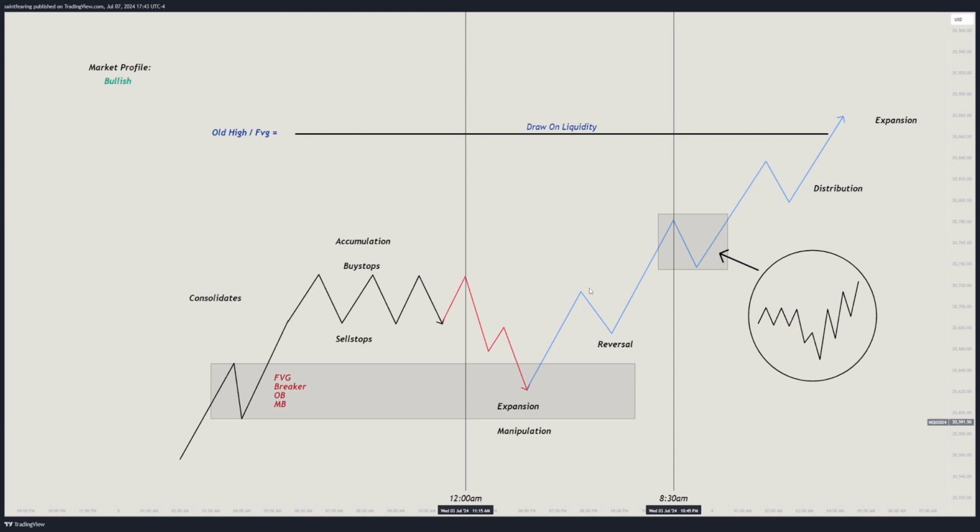Within the distribution phase, we're going to be looking for the exact same AMD setups. So once price on the higher time frame accumulates, manipulates, and then we see our smart money reversal, and then we're in the distribution phase. On our way to our drawn liquidity being up here, within each of these lower time frame retracements, we're essentially going to see the exact same setup form. So we see our higher time frame AMD. Within each of these retracements, we're going to see often, not always, a lower time frame AMD.